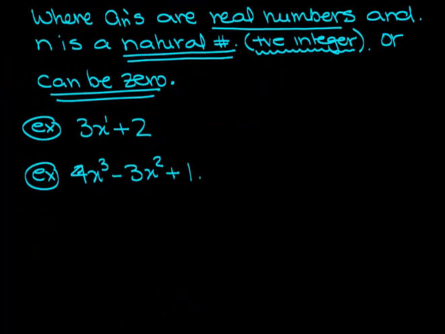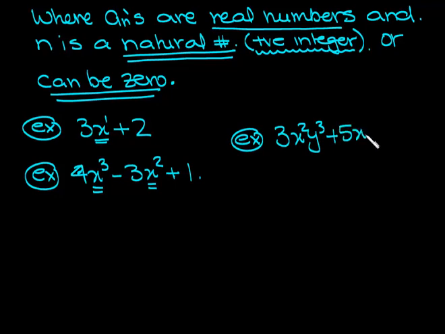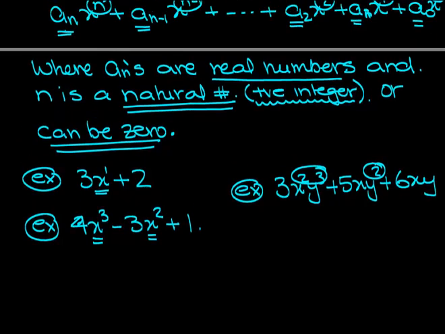Now that we looked at some examples, you can create all different types of examples. This is a polynomial in the variable x, but you're not limited to that. I could create a polynomial like this: 3x squared y cubed plus 5xy squared plus 6xy. That's a polynomial. Remember, the only requirement is the powers have to be positive integers, or 0.